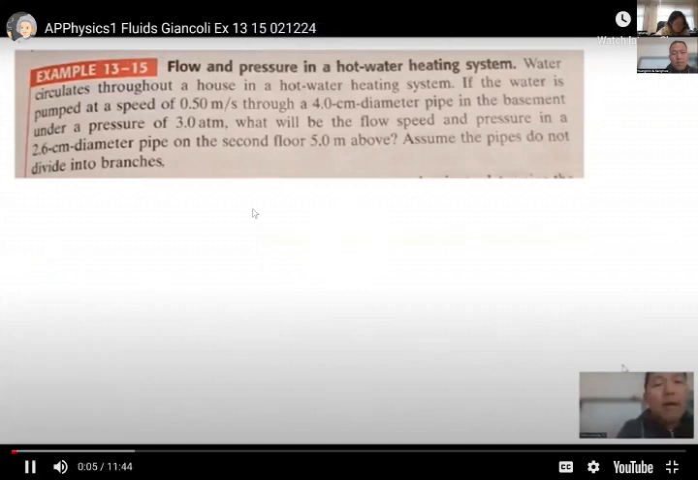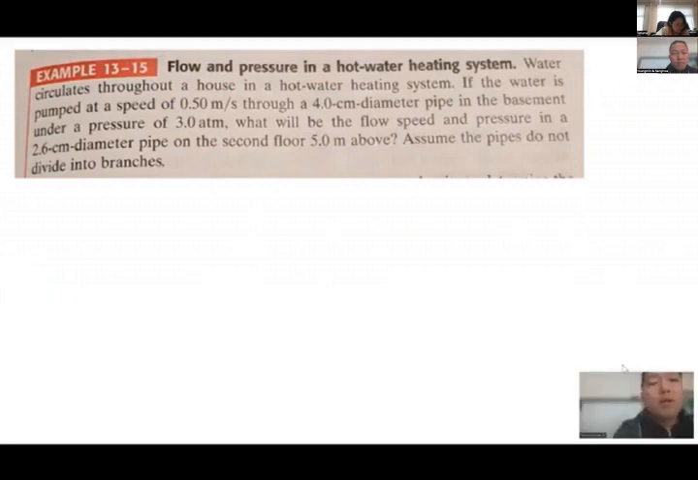Flow and the pressure in a hot water heating system. Water circulates throughout the house in a hot water heating system. If the water is pumped at a speed of 0.5 meter per second through the 0.4 centimeter diameter pipe in the basement under pressure of 3 atm, what will be the flow rate and the pressure in the 2.6 centimeter diameter pipe on the second floor 5 meters above? Also, the pipe does not divide into branches.